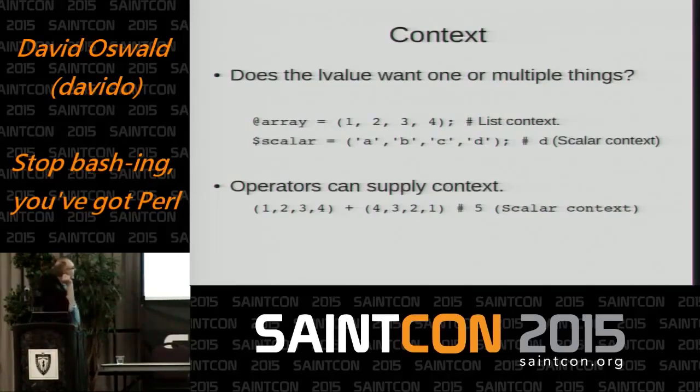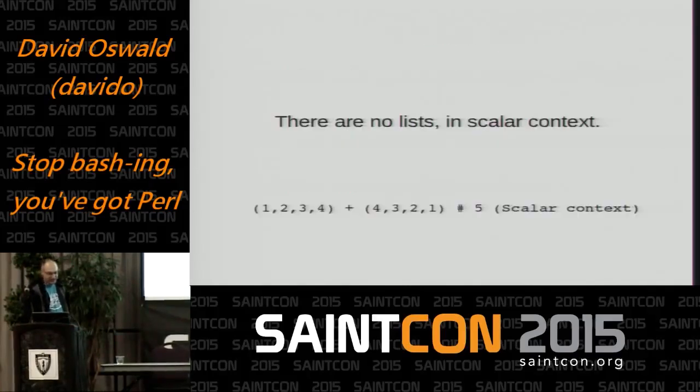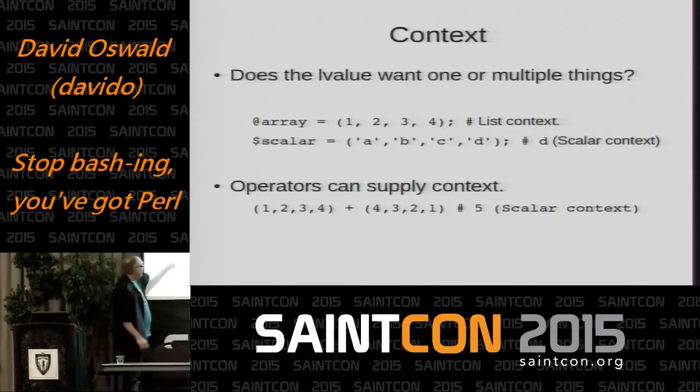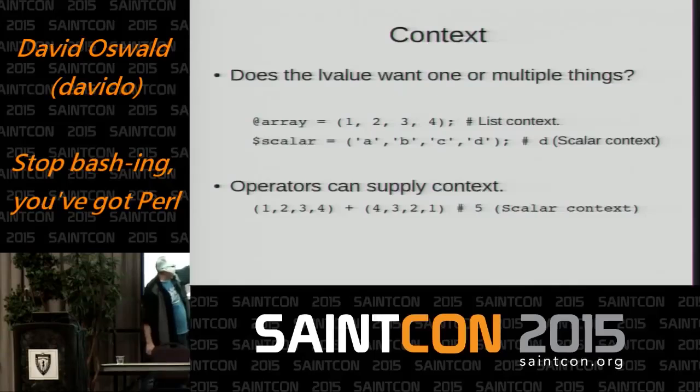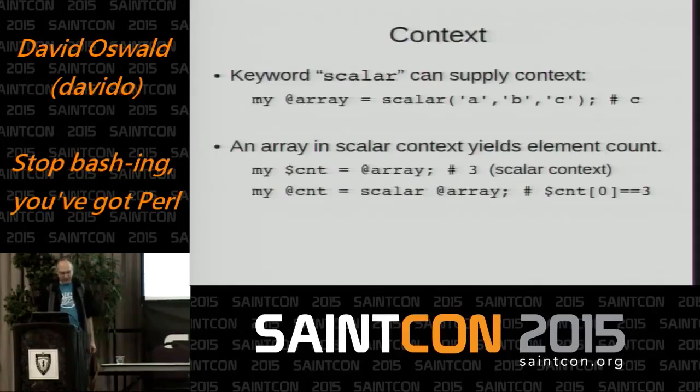Operators supply context. So (1, 2, 3, 4) looks like a list, and (4, 3, 2, 1) looks like a list. But what's actually going to happen is it's going to take the last element out of each of these lists and add them together and give us 5. There's actually no such thing as a list in scalar context. Perl takes this construct right here and just grabs its last element because it's in scalar context, and this construct as well. So these actually aren't even lists, excepting your code. But once Perl sees them, it treats them just like scalars. No lists in scalar context. The keyword scalar can be used to supply context.